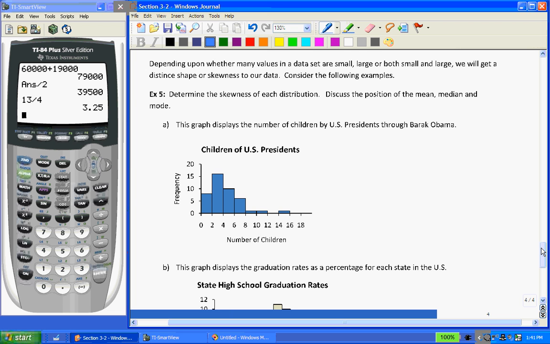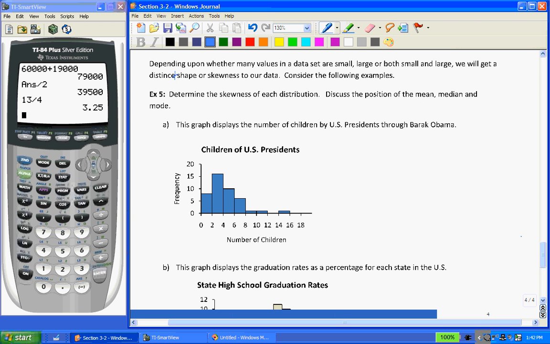Finally, I just wanted to mention something about the shape of our data. So depending upon whether many values in the data set are small, large, or both small and large, we'll get a distinct shape or skewness to our data. Look at the following examples. Example 5. Determine the skewness of each distribution and discuss the position of the mean, median, and mode.